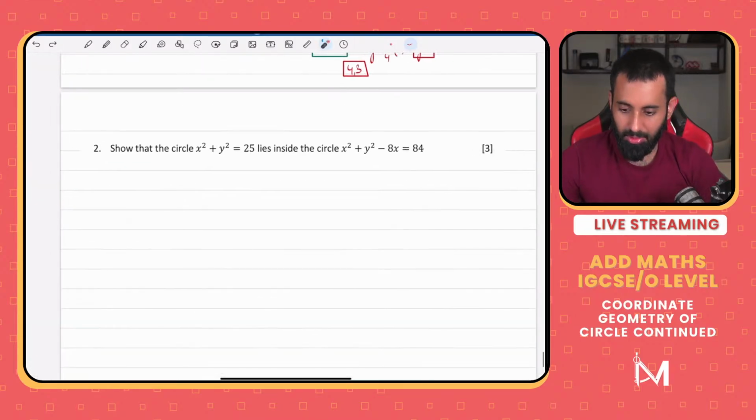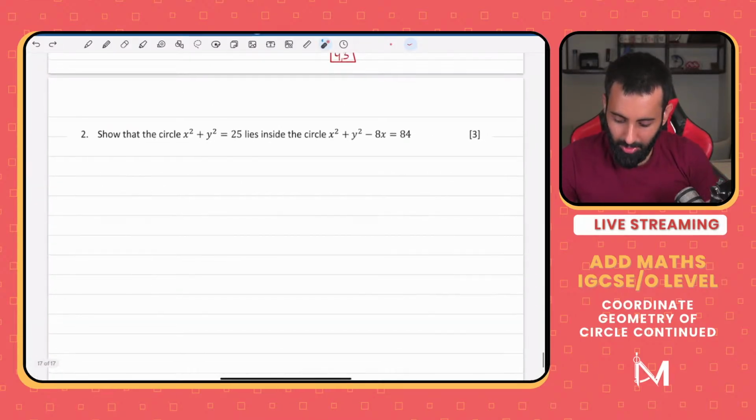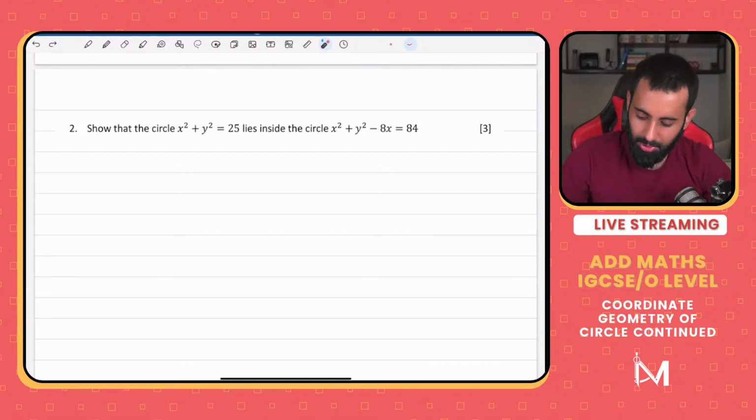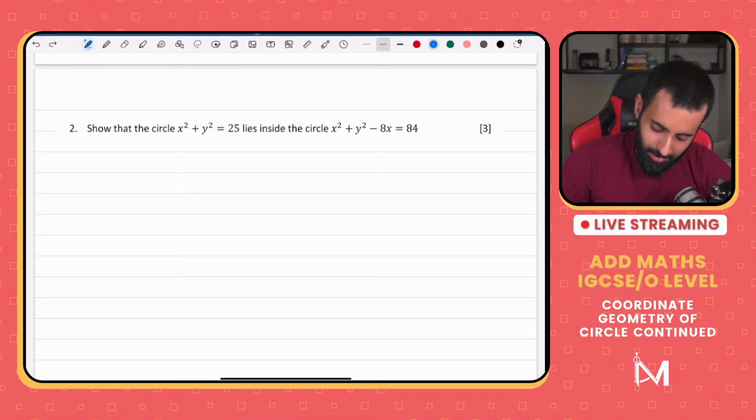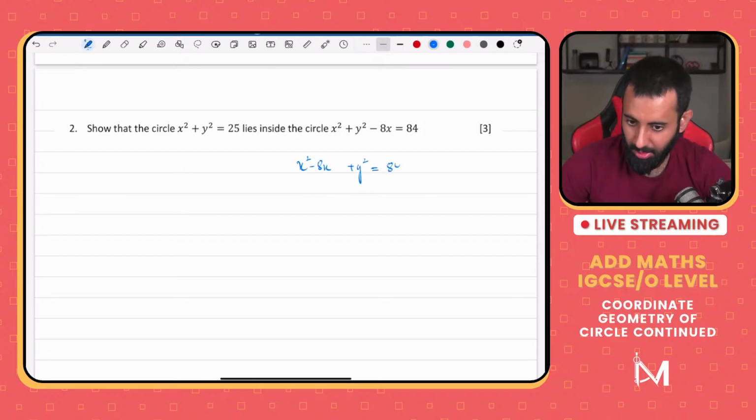Now let's come back to this question. Question number 2. Show that the circle x squared plus y squared equals 25 lies inside the circle x squared plus y squared minus 8x equals 84. Okay, so x squared minus 8x plus y squared, no need to add anything over here, equals 84.